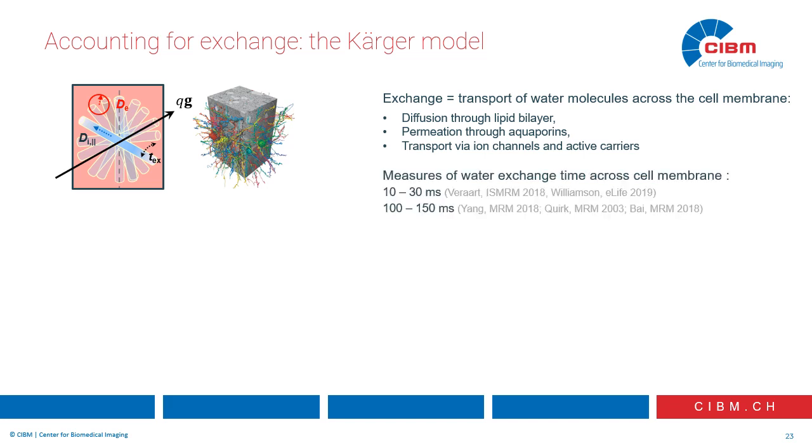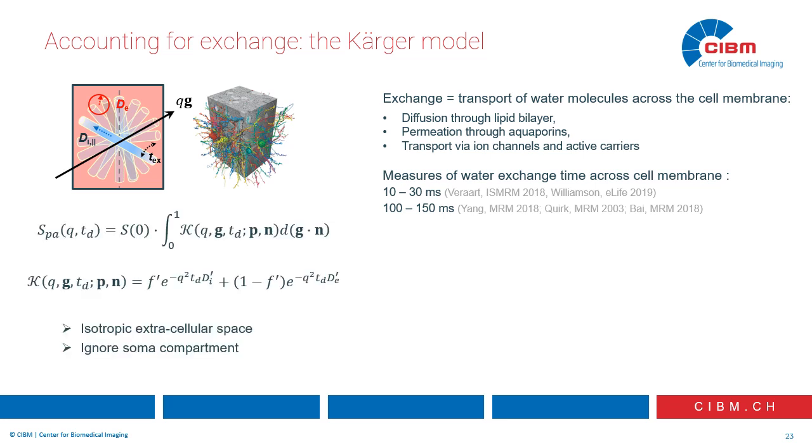And people have tried to measure this exchange time across the cell membrane for a few years now, and the results vary quite substantially, from 10 to 30 milliseconds and up to 100 to 150 milliseconds, so the question is still open. But if we again use the powder average to get rid of any orientation dependence, now this kernel here that we are integrating over directions is expressed as 2 compartments, so we are neglecting the soma.